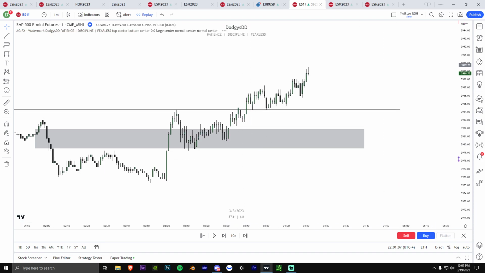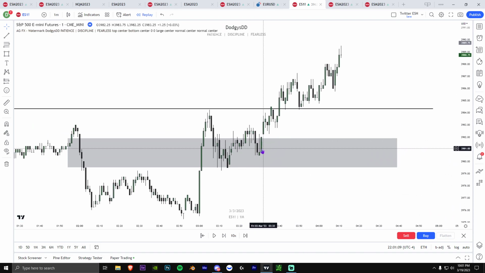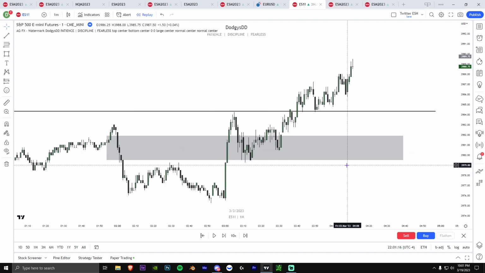Let's see if it gives us a confirmation. So it does not give us any long setup actually here. So I'm not going to long this, and I know it works, but there's no confirmation setup. Okay, I'm just not gonna take it.